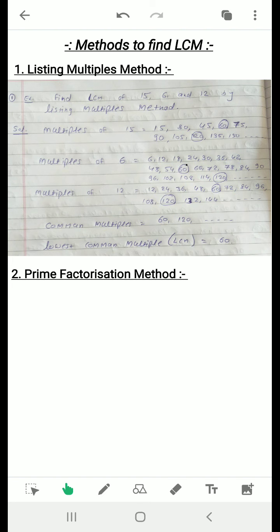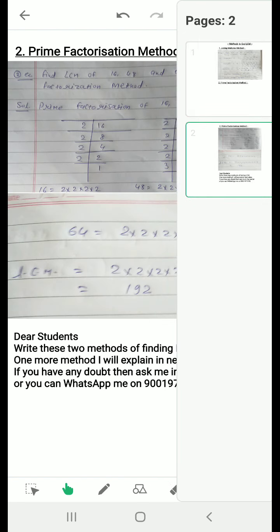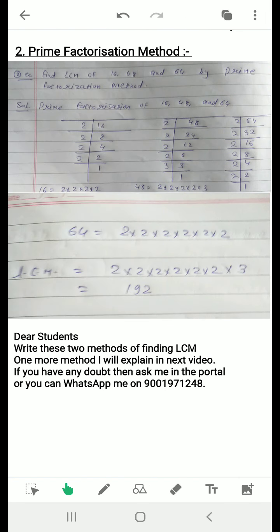So learn it properly, do it properly. Okay, so prime factorization method. For prime factorization also I taught 2 methods. The first one was the factor tree and the second one was the continuous division. So in this prime factorization method, we can find the prime factors of the number by any method. In your textbook, both the methods are given.